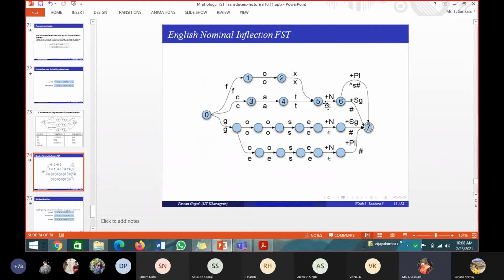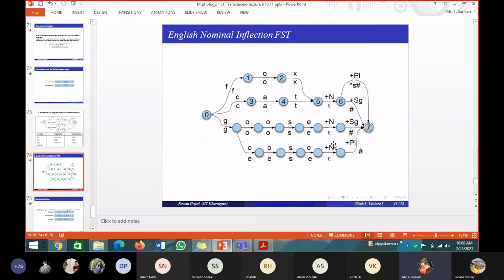This is the diagram they have given. Fox, singular, is a noun, and if it is plural it ends with s. Similarly for goose and geese, this is a separate path. Is it a regular noun or an irregular noun? Goose is an irregular noun. Okay, you can look into all these examples.